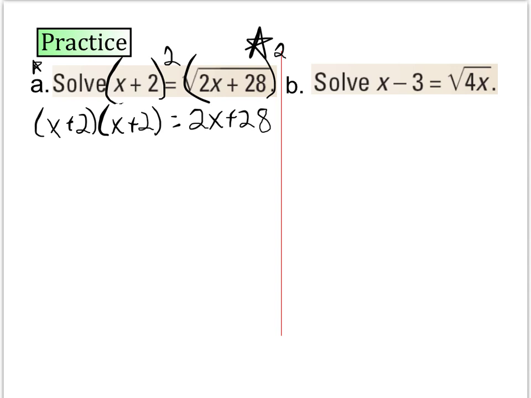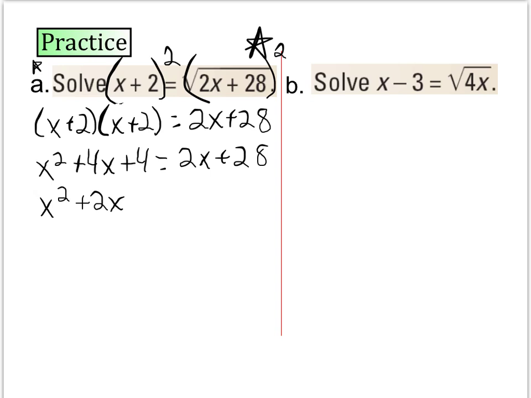Then we're going to simplify the left side to be x squared plus 4x plus 4 equals 2x plus 28. We want to bring the 2x over, so we subtract 2x from both sides. We end up with x squared plus 2x. Then I'm going to subtract 28 from both sides, so I'm going to end up with negative 24 equals 0.